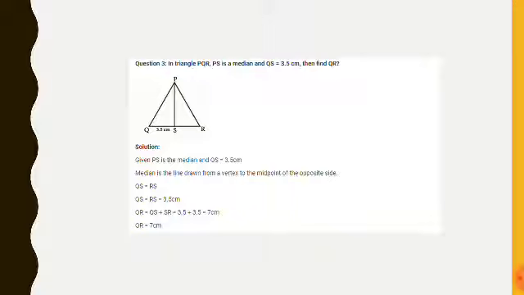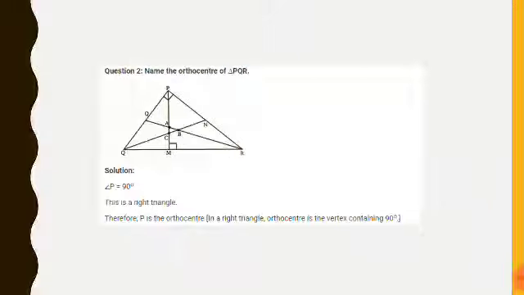In triangle PQR, PS is a median and QS is equal to 3.5 cm. Find QR. PS is the median, so QS equal to RS, value 3.5 cm. QR is equal to QS plus SR. 3.5 plus 3.5, 7 cm. QR value 7 cm.